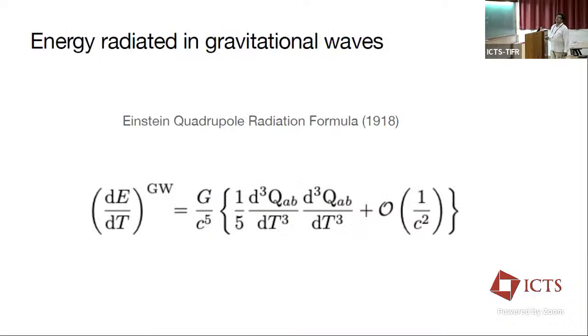So the traditional way of calculating this energy radiated is the third derivative of the quadrupole distribution of the source, where t is time: the third time derivative of the quadrupole moment, squared. So this was established by Einstein in 1918. That was the high point of his contribution to this.